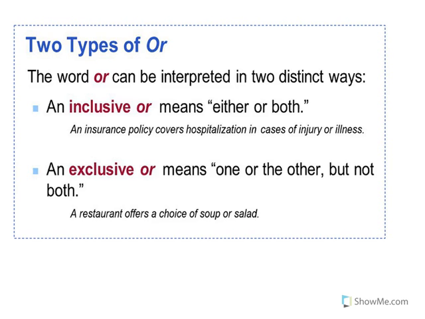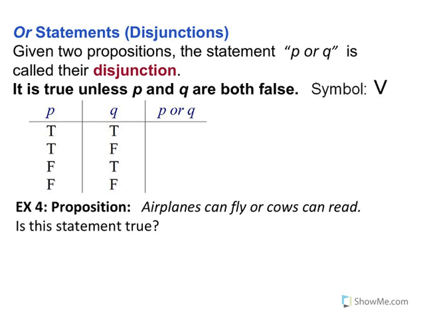And exclusive means one or the other, but not both. So in our example of inclusive, an insurance policy covers hospitalizations in cases of injury or illness. So it could be injury or illness or both. And exclusive, here we have a restaurant offers a choice of soup or salad. So you can only get one or the other. You can't get both. So that would be exclusive.